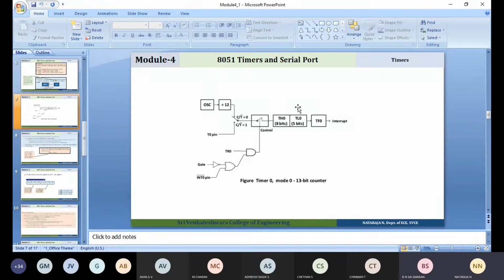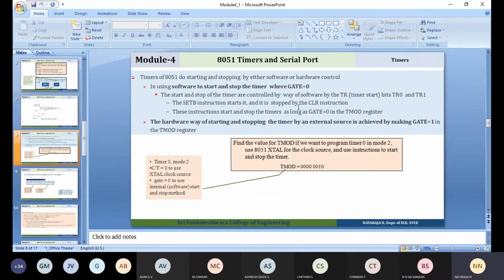Next, coming to how we are going to start and stop the timers of the 8051 by making use of hardware and software control. How are we going to use it?